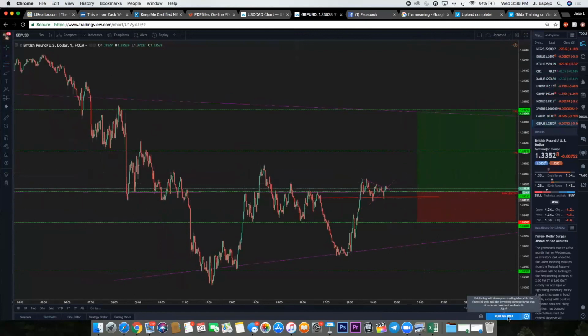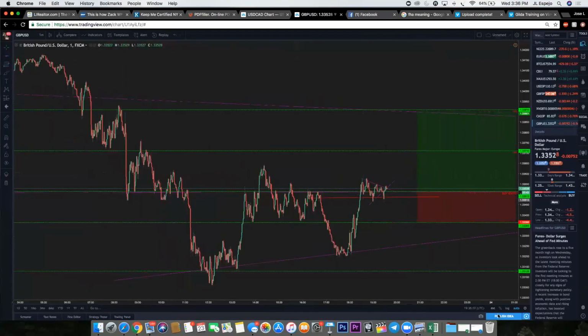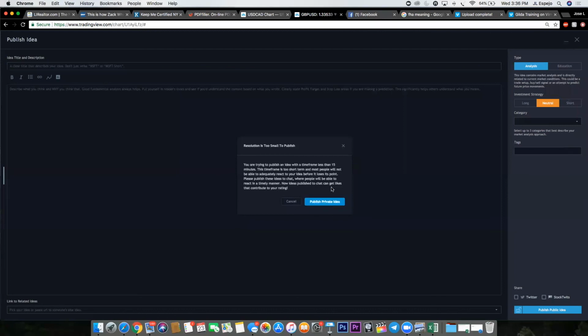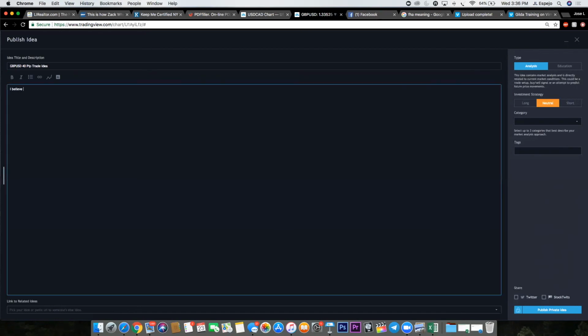If I want to go ahead and check out how this trade goes in the future, even if I don't take it, I publish it. GBP USD 40 pip trade idea. Okay, here's an analysis. I believe we can catch a 40 pip trade off this pair, let's say. I'm just giving you some tools that I use. Publish private idea. Here she goes.